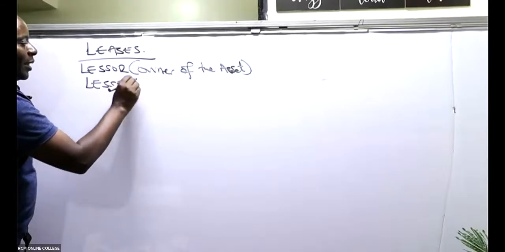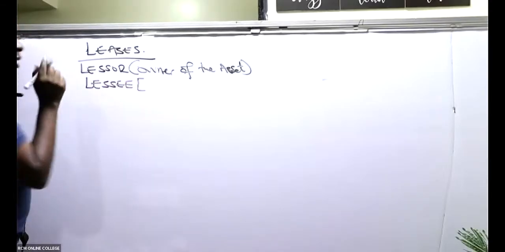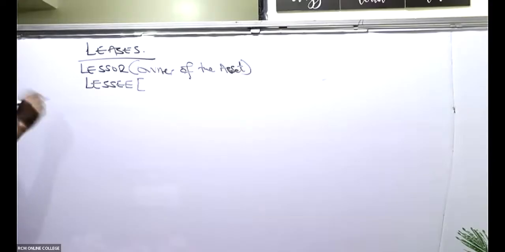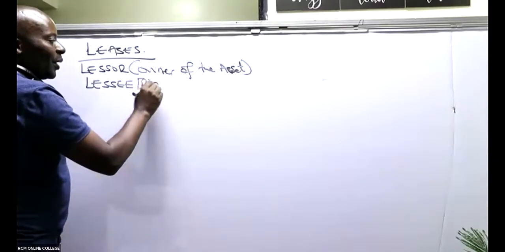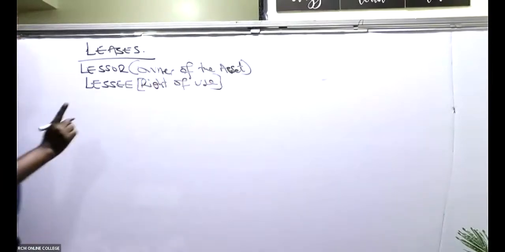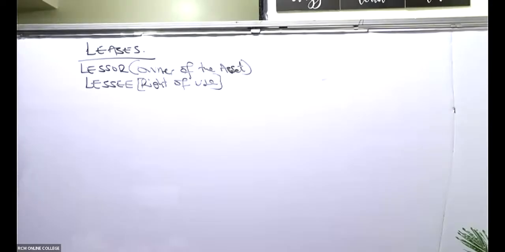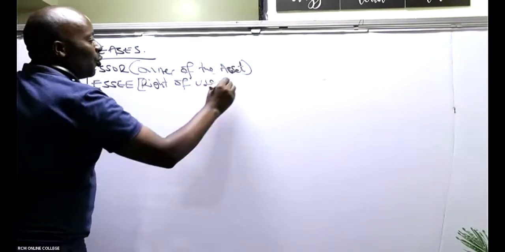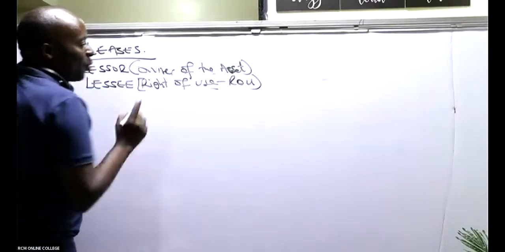And then, ladies and gentlemen, we have the person that we call the lessee. The lessee, in this case, is the one who is going to get the right of use. He doesn't own the asset, but he'll be able to get what we call the right of use, which we shall be abbreviating as ROU.